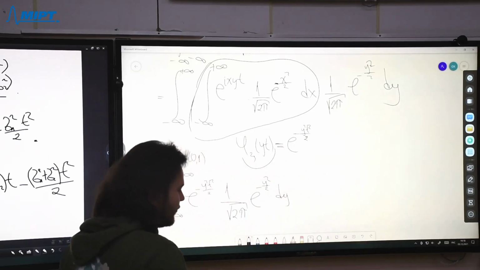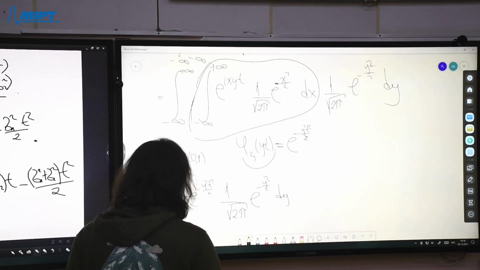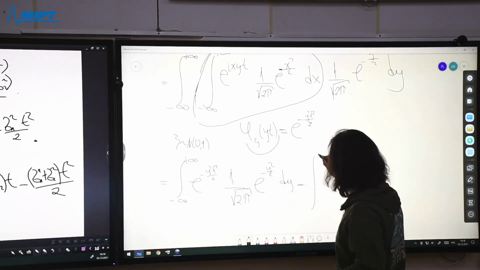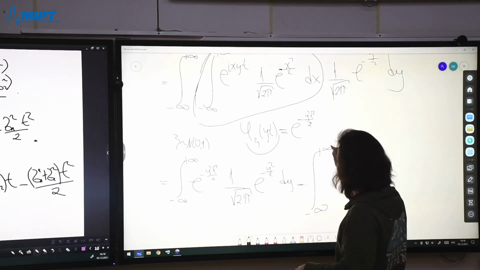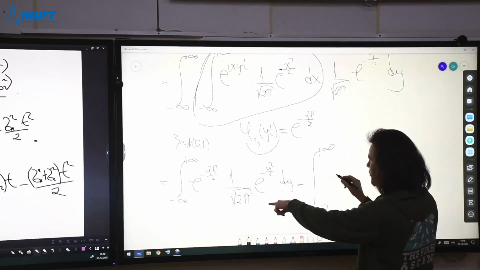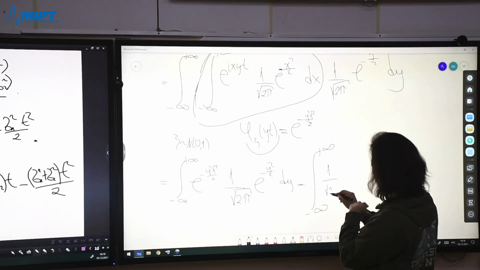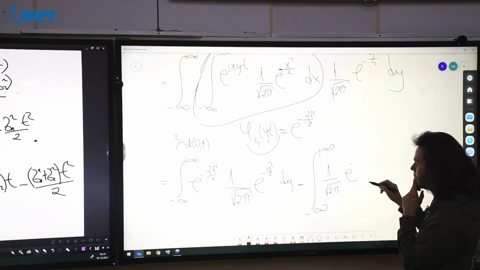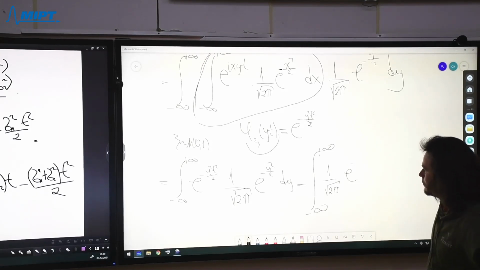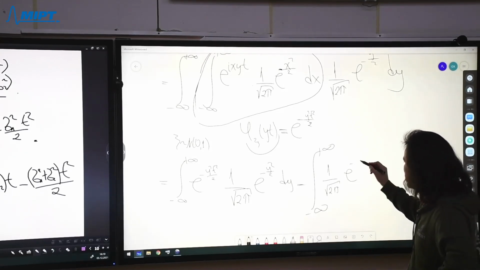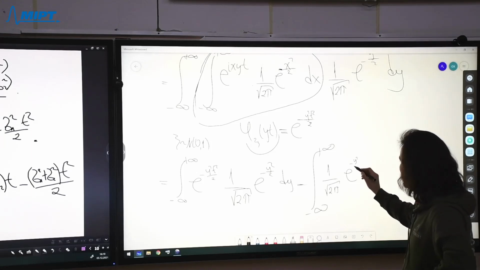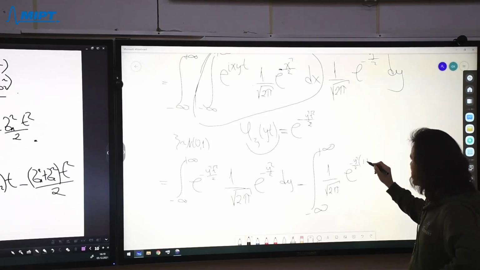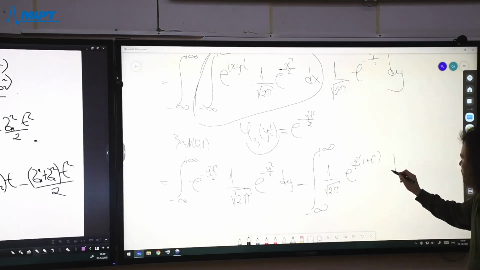Now we need to solve this. How do we solve this? We just need to put together everything that we have here. So this is going to be 1 over the square root of 2 pi e to the minus y squared over 2 times 1 plus t squared.